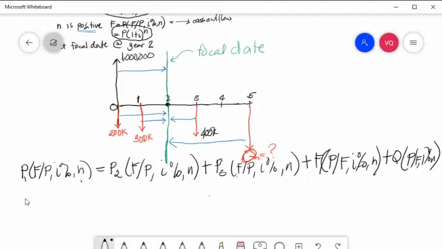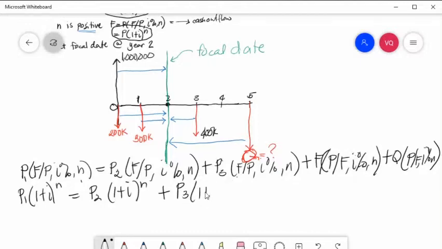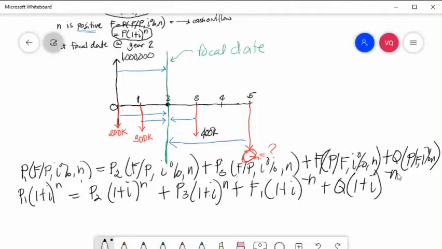Substituting the formula, we have P1 multiplied by 1 plus I raised to positive N equal to P2, 1 plus I raised to positive N plus P3, 1 plus I raised to positive N plus F, which is 400, F1, 1 plus I raised to negative N plus our Q unknown, 1 plus I raised to negative N.